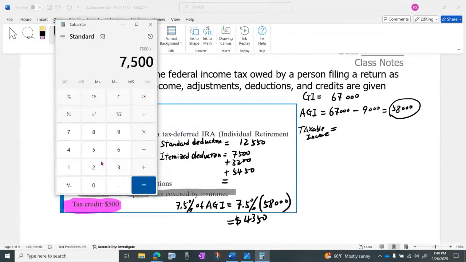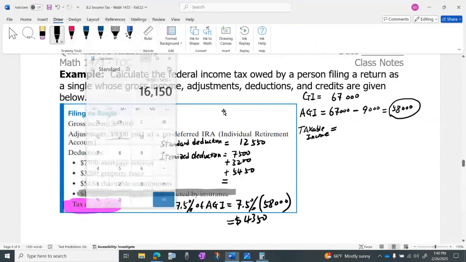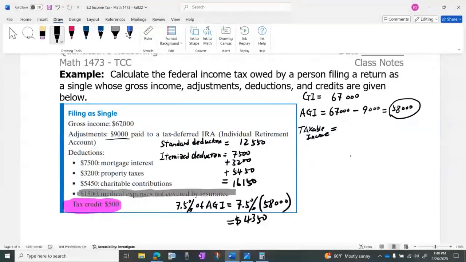7,500 plus 3,200 plus 5,450 is 16,150. It's actually a lot, right? $16,150. That's his itemized deduction. Be very careful. People make mistakes with the 1,500 medical expenses. Since that expense does not go beyond 7.5% of the AGI, it is not itemized deductible. We do not include the 1,500 in the itemized deduction.